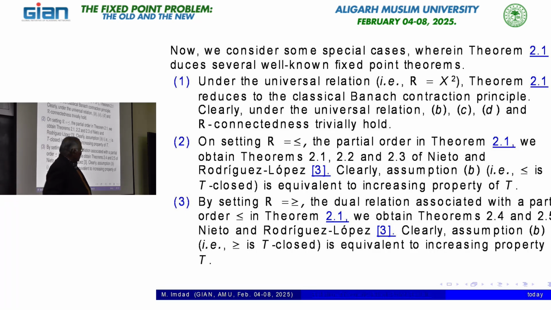That is what is said here. So this is the T property, this is just an observation, and the next theorem is what? Setting R as the dual relation associated with the partial order in theorem 2.1, we obtain theorems 2.4 and 2.5 of Nieto and Rodríguez-López. Clearly, assumption B, that T is closed, is equivalent to the increasing property. That is trivially there.